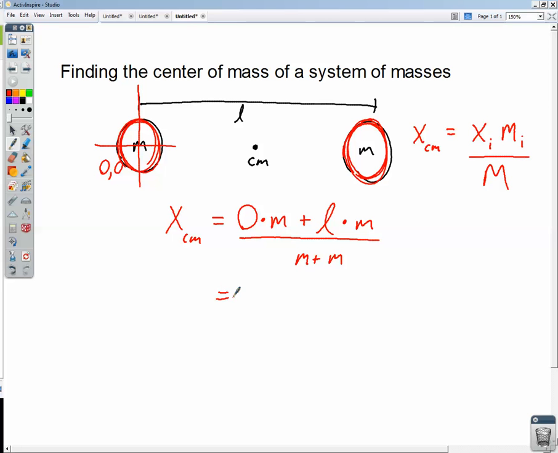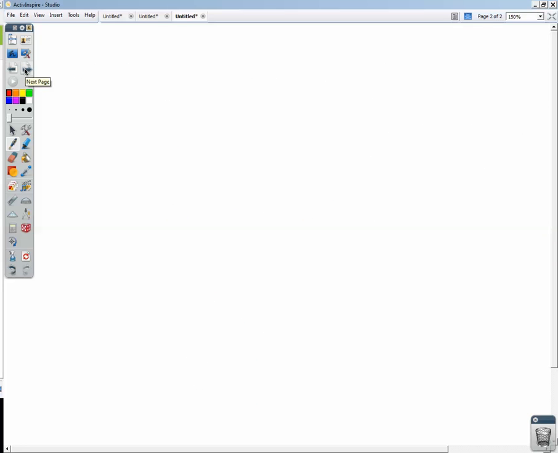So simplifying here, 0 times m is just 0, and we have L times m divided by 2m. Masses cancel, and we do indeed get L over 2 as our center of mass. All right, let's do another example problem with the system that we had before.